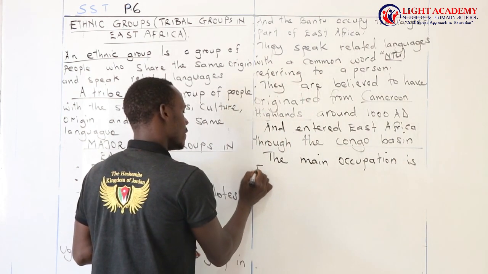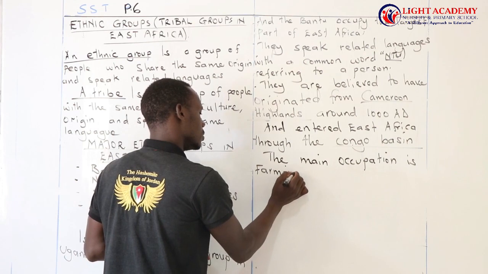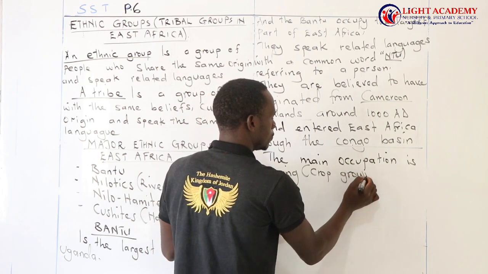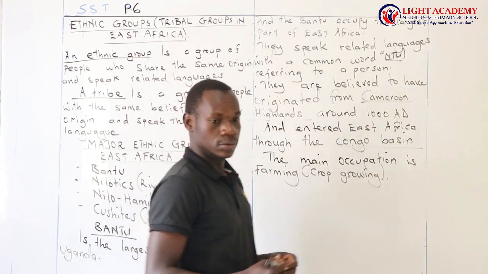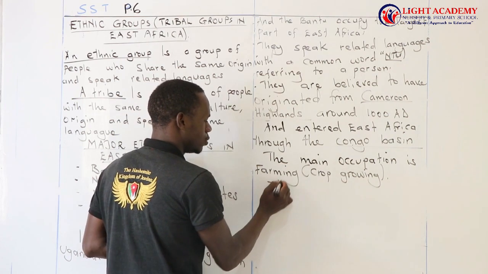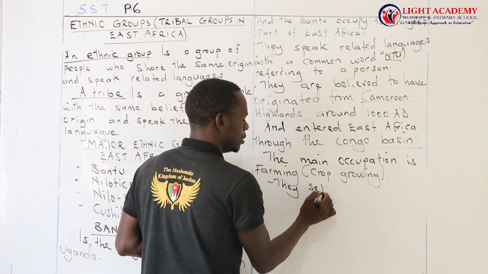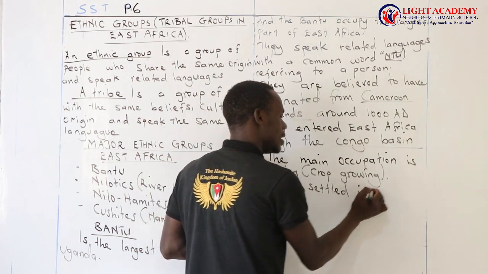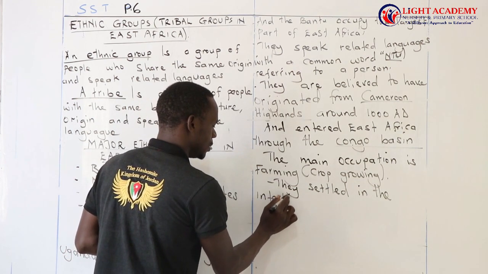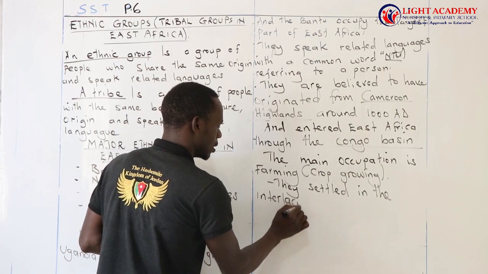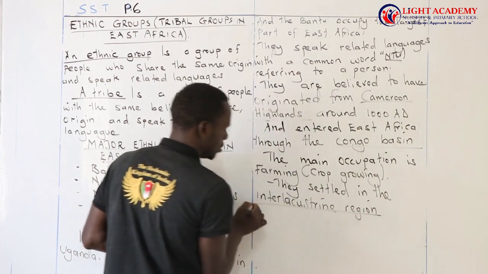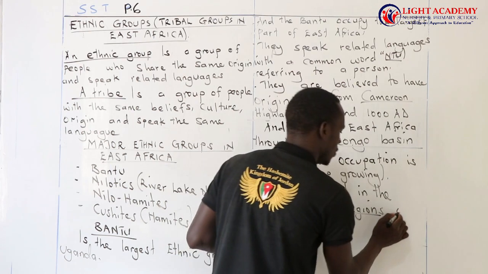Their main occupation is farming, in bracket, crop growing. The Bantu were mainly farmers. When they entered East Africa, they settled in the interlacustrine regions of East Africa, in bracket, lake regions of East Africa.